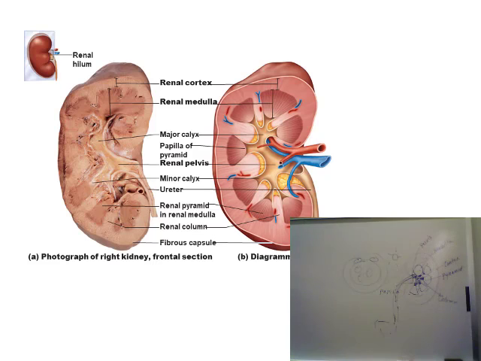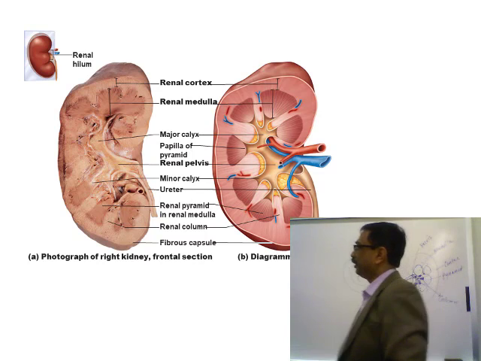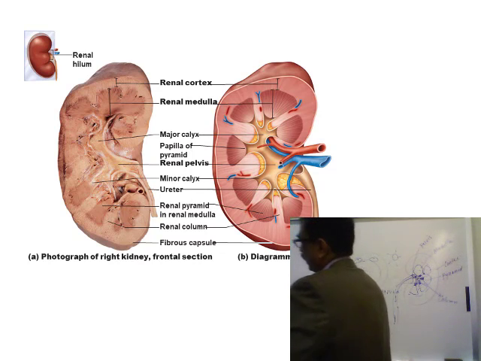Now here in this picture you can also see that I showed you already the hilum, the area to which the renal artery, renal vein and ureter pass. That's the hilum of the kidney. So that is the internal of the kidney. Blood supply.